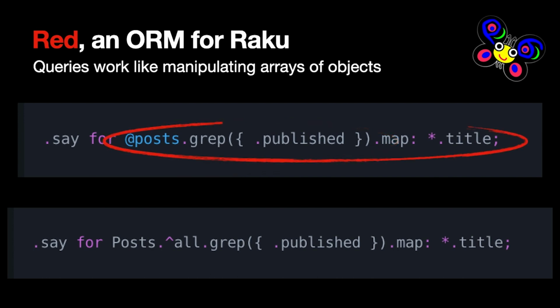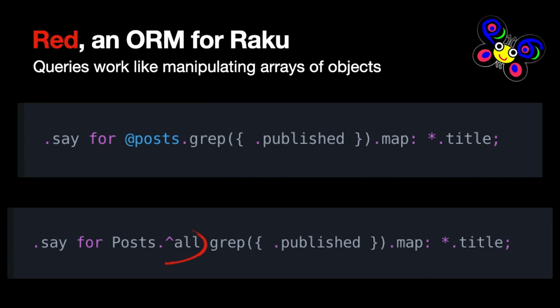Map is called on the Seq returned by grep. It does not return the titles, but a Seq representing the list of titles, as grep does. Then for iterates over the Seq. Only now the items are computed, when the Seq gets iterated over.